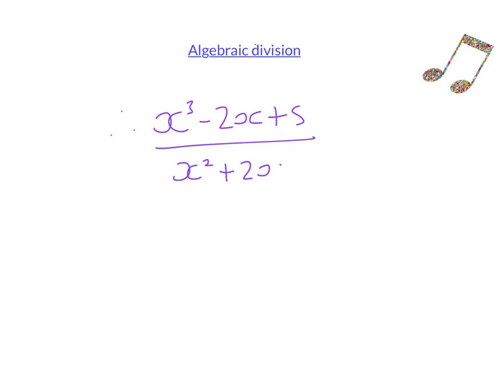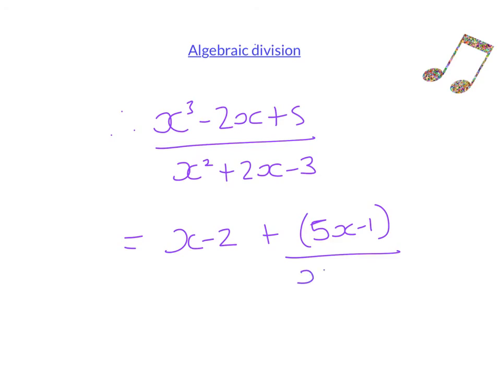So we've worked out that x cubed minus 2x plus 5 divided by x squared plus 2x minus 3 is equal to x minus 2 plus the remainder, which is 5x minus 1, over the original denominator, x squared plus 2x minus 3.